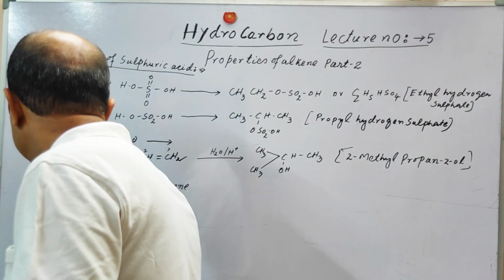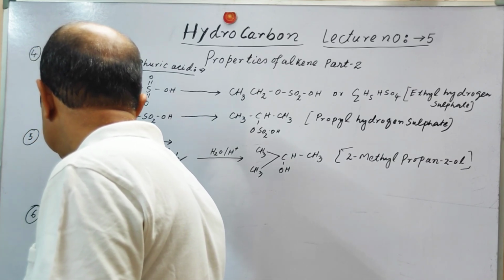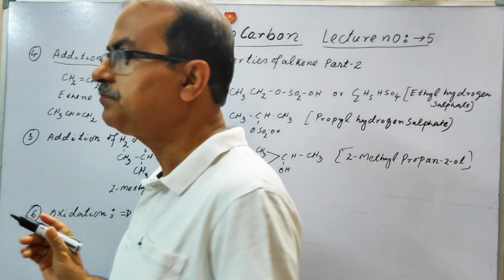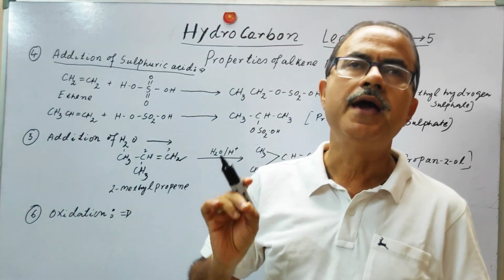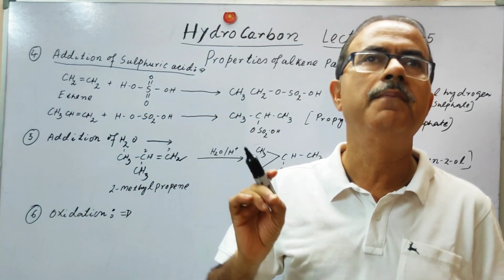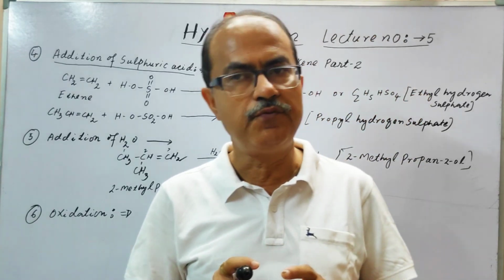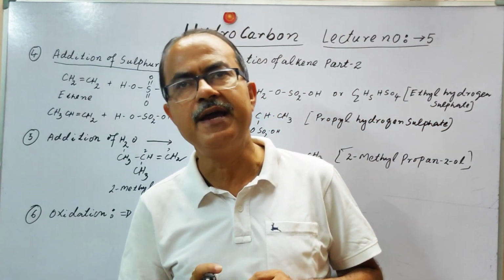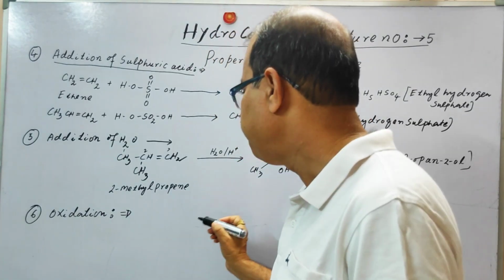The 6th reaction that we are going to study is the oxidation reaction. In oxidation, there are 2 types of reaction we observe. In cold aqueous solution of potassium permanganate, it produces one type of product. When there is acidic potassium permanganate or potassium dichromate, this also defines the type of product that we will see.